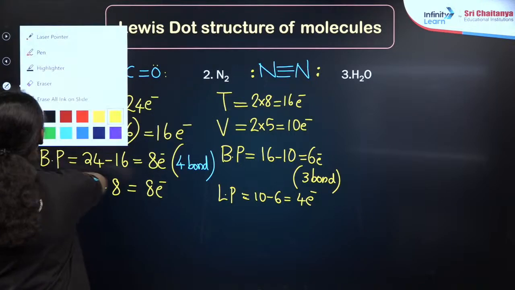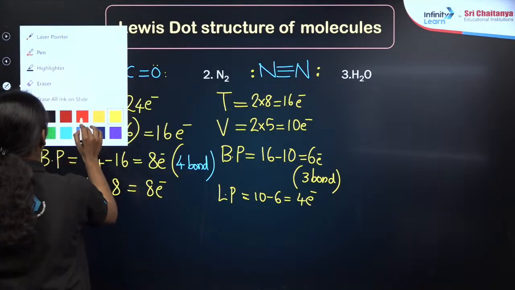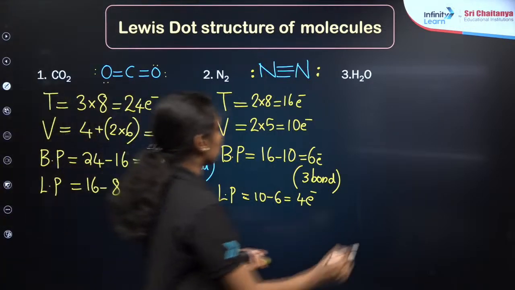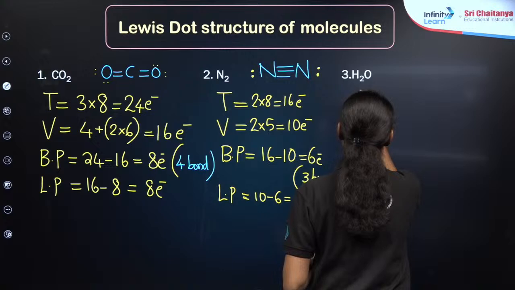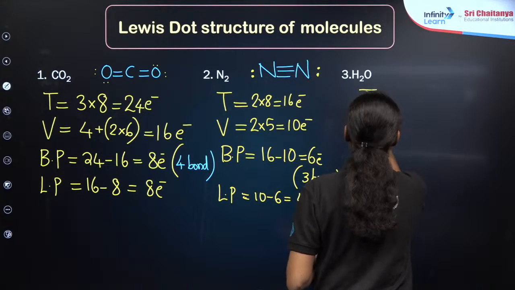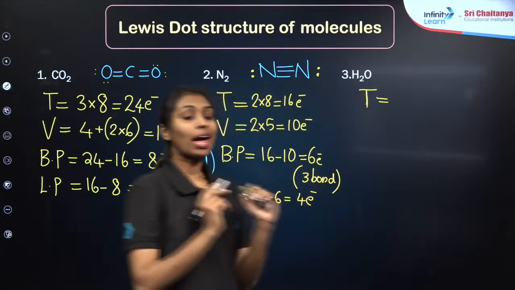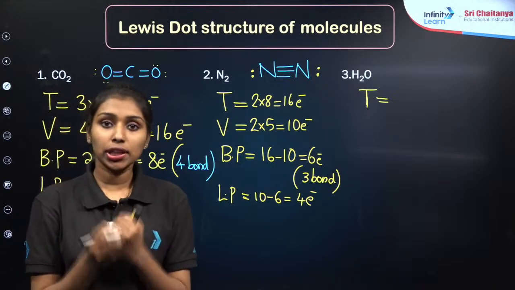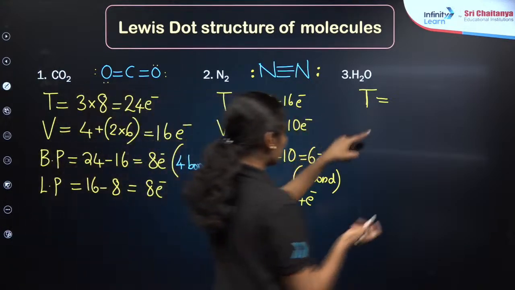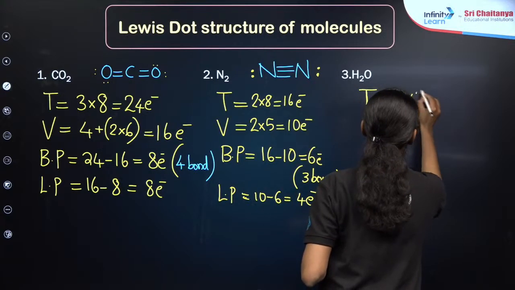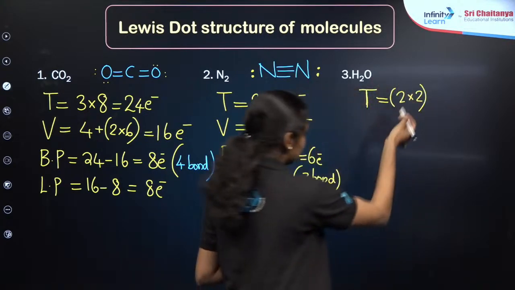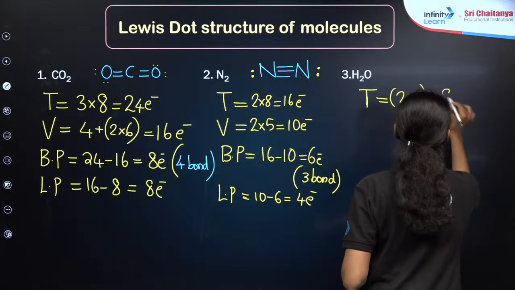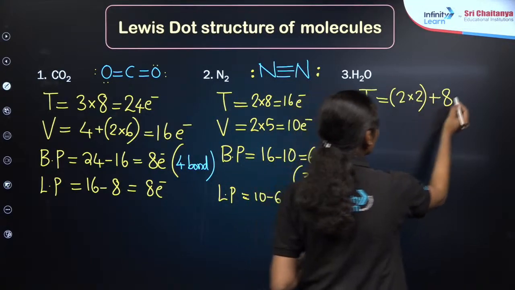Now, here is the next example for you, that's about the water molecule. Again, find out the total number of electrons by taking the octet rule. Here you have to note that there are 2 hydrogen atoms. In the case of hydrogen atom, we are focusing on the duplet rule, right? So, 2 into 2, which means duplet, plus 1 oxygen atom, which we are assuming possesses 8 electrons. So I am taking here 2 into 2, 4 plus 8, that is equal to 12 electrons.